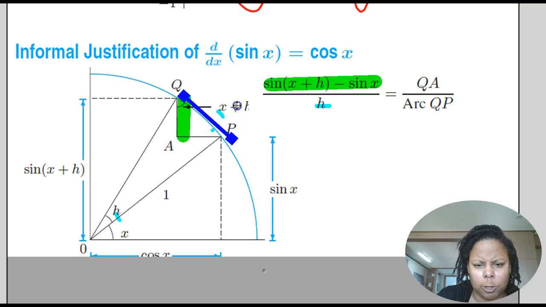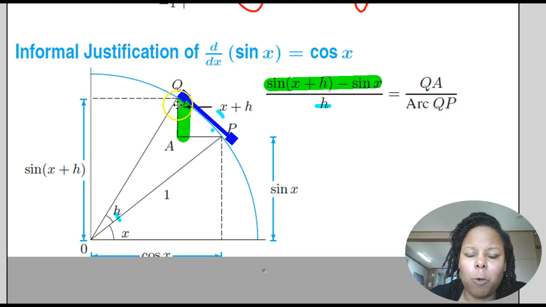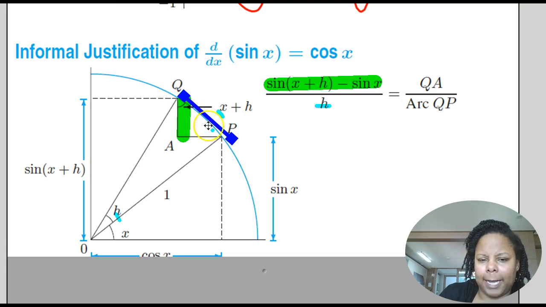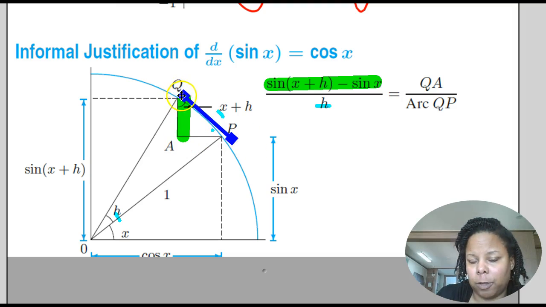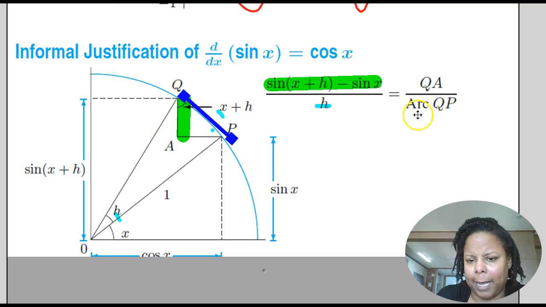of x plus h. Sorry, I don't know why I can't show this. All right, x plus h. So if I want to find the cosine of x plus h, the cosine of x plus h is literally the adjacent side, which is QA, over the hypotenuse, which of course is our arc QP, but is really a straight line for really small h.